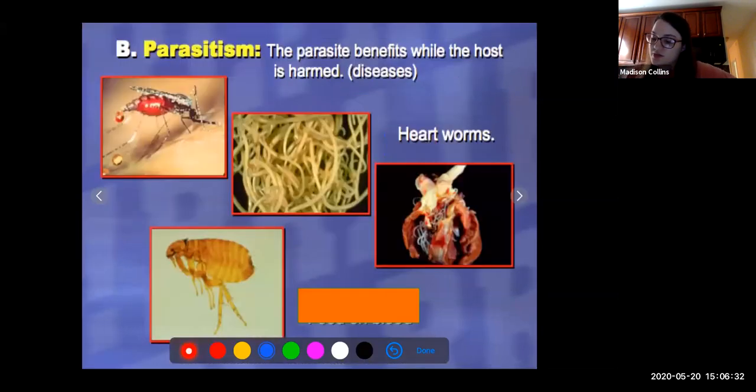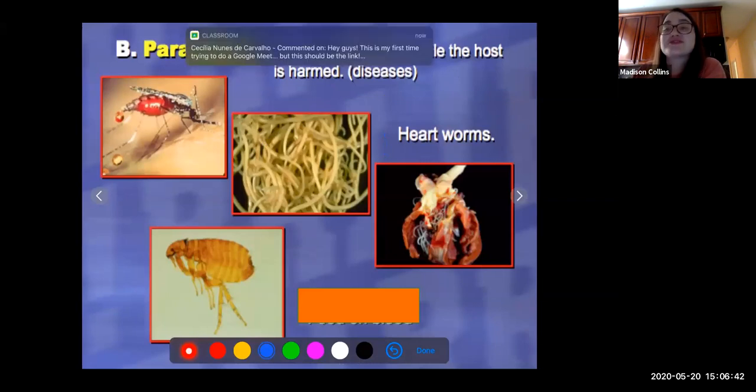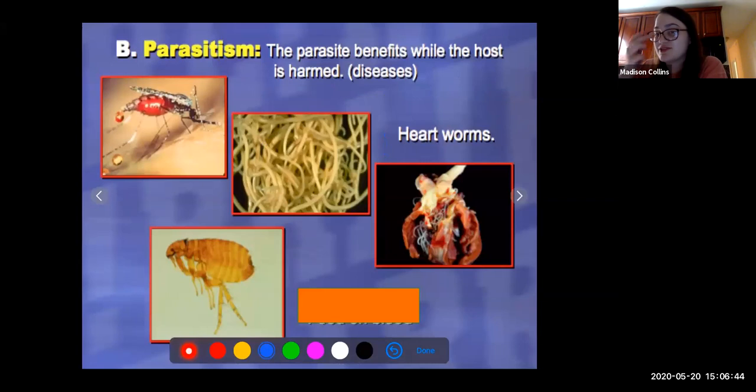All right, next up, we've got parasitism. Same thing, this is when the parasite benefits and the host is harmed. This can be things like heartworms, which are super gross, but also super interesting. So feel free to look up some videos of heartworms. They look like pasta noodles, but they're alive. But the example I want you to write down is that fleas feed on blood.